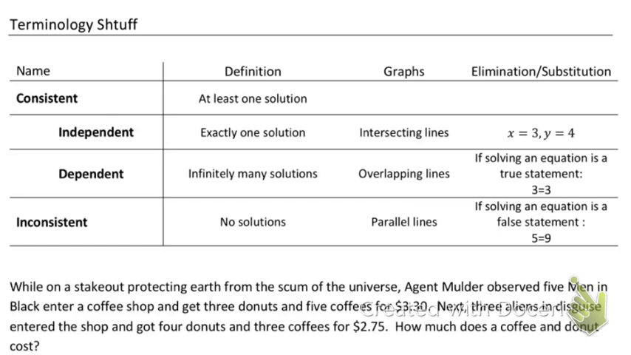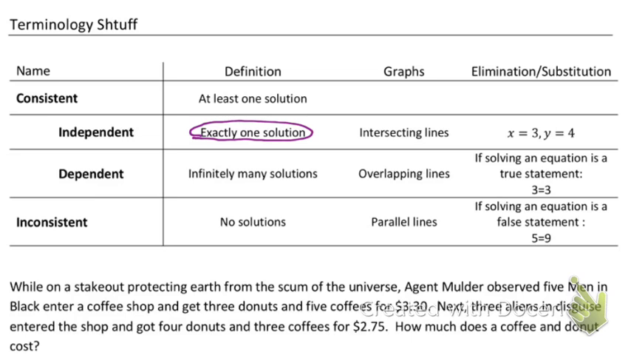You have 2 types of consistent solutions. A consistent solution has at least one solution. It could have 2, it could have 4, it could have an infinite number of solutions, but a consistent system has at least one solution. It is an independent, consistent system if there is exactly one solution. So independent is where you have exactly one solution.